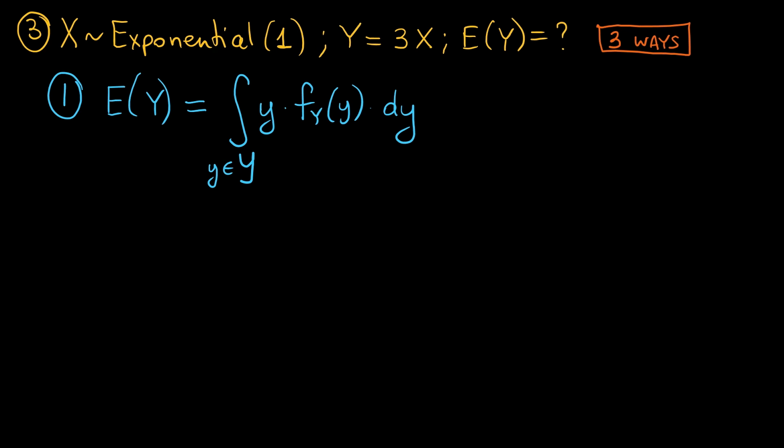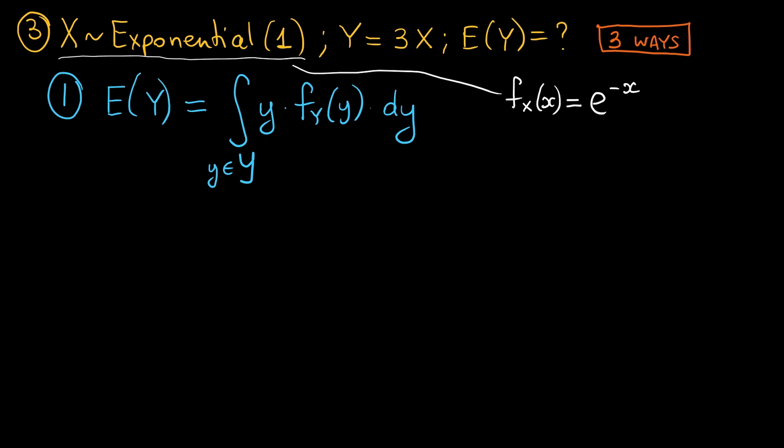Notice one thing. The fact that x has an exponential 1 distribution means we know its PDF. Right? Exponential 1 is a particular member of the exponential lambda family of distributions with lambda equal to 1. So when we replace lambda with 1 in the PDF of the family of the exponential distributions, we get the PDF of the exponential 1 as e to the power of minus x. And the support of this distribution is between 0 and positive infinity.